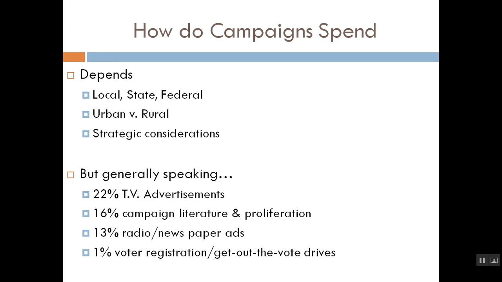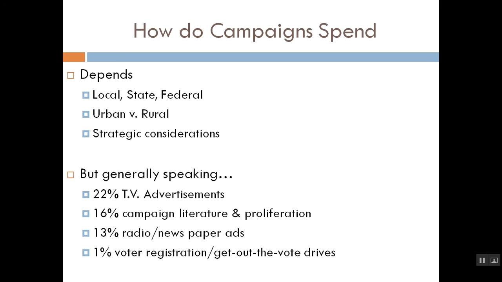So first, I want to be clear. There are no universal rules about how a campaign spends its money. Different campaigns at different levels in different areas with their own sets of strategic considerations are going to spend their money differently. But generally speaking, what we're going to find is that the single largest expenditure for any political campaign goes to running television advertisements. This is definitely true for presidential elections, but also for congressional elections and even for a lot of state offices.